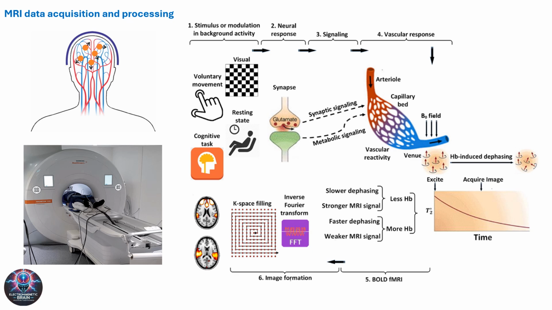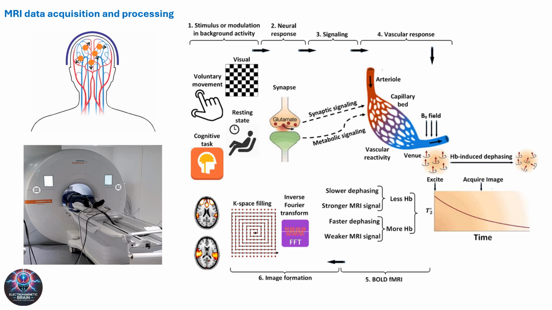The BOLD signal relies on changes in oxygen levels in the blood. As shown, deoxygenated blood causes MRI signal dephasing, and oxygenated blood restores the MRI signal, highlighting active areas. The MRI scanner, shown below, captures these signals as k-space data, which is then processed using an inverse Fourier transform to form the final brain image.